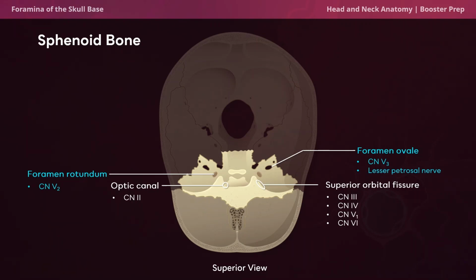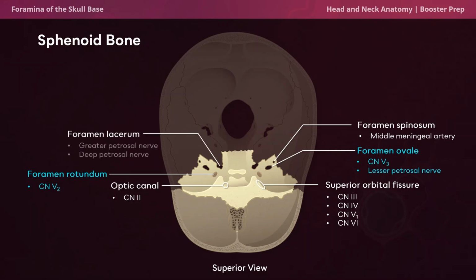Make sure to remember the foramen rotundum and the foramen ovale because they are both high-yield topics for the exam. Next, we have the foramen spinosum, which contains the middle meningeal artery, and we have the foramen lacerum, which contains the greater and deep petrosal nerves.